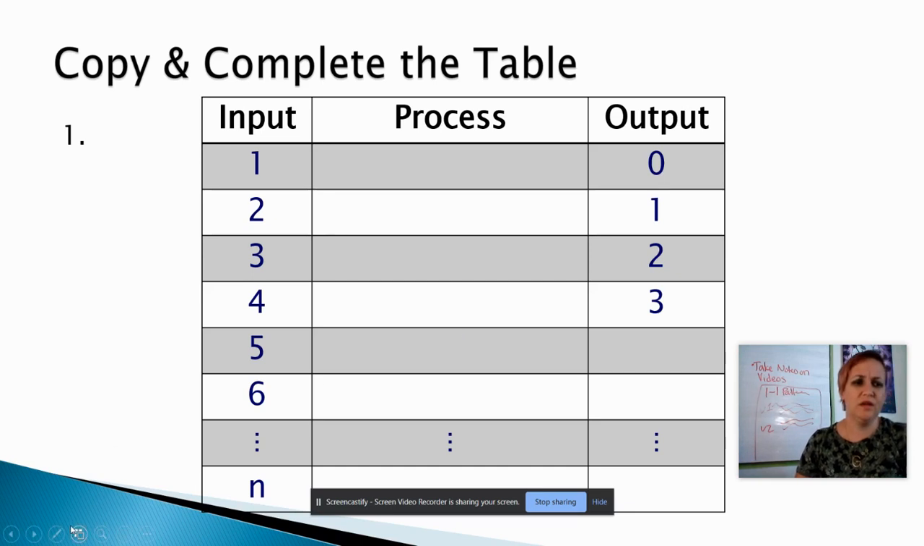And again, this one is a little bit easier, so hopefully you've already discovered what the pattern is. But basically what we're doing is we're taking our input number and we're subtracting 1 from it. 1 minus 1 is 0. I'm taking my input number and I'm subtracting 1 from it, every time. So the pattern is I'm always subtracting 1.